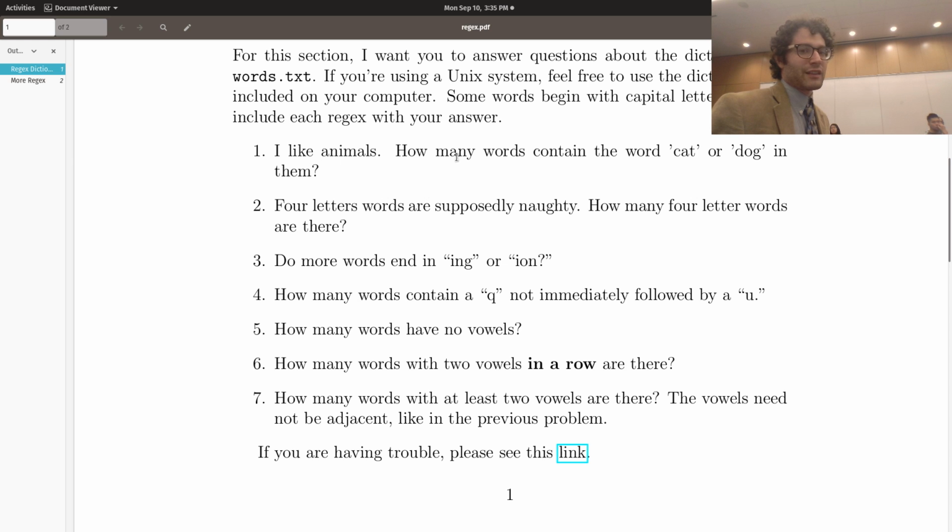So it's answering questions like this. How many words contain the word cat or dog in them? And you want to write regular expressions that answer these. How many 4-letter words are there? So how do you look for a 4-letter word through this file to identify what a 4-letter word is? Do more words end in ing or ion? How many words contain a Q that aren't followed by a U? Like, for instance, Qatar, the country. That's got a Q, not followed by a U, right? How many words have no vowels? How many words with 2 vowels in a row are there, right? How many words have at least 2 vowels? The vowels don't have to be adjacent, though, this time. So here you're just counting to make sure it's got 2 vowels.